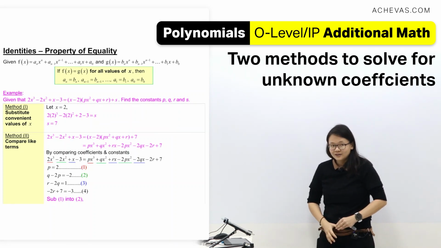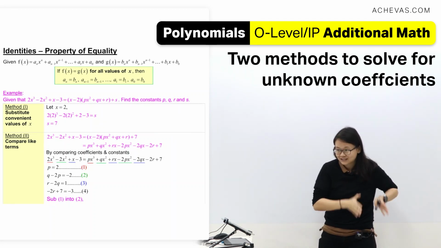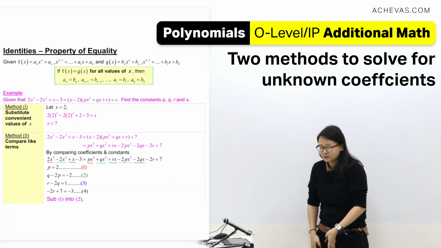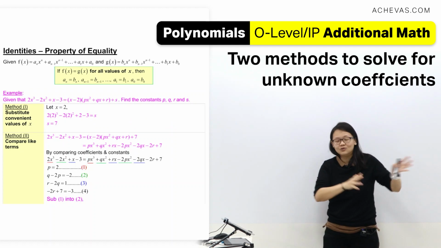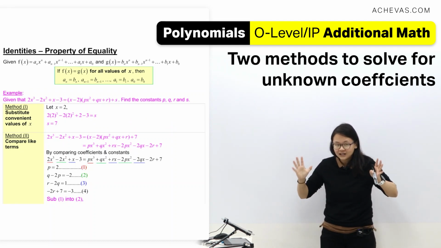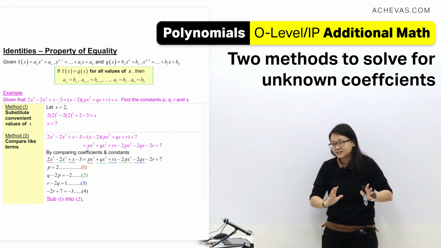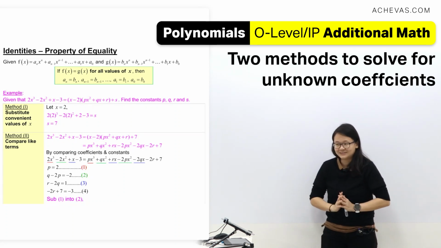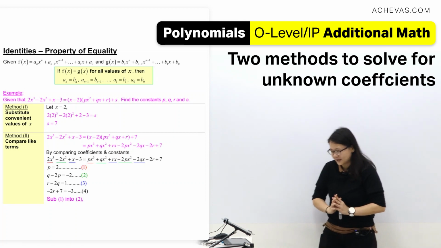You don't have to use method 1, like keep testing x value to solve the whole question, or you don't have to compare all to solve the whole question. Because some students, they thought they can only choose one method. But if you analyze the question, if you mix and match, you will actually reach the answer faster sometimes. Okay, you get me?